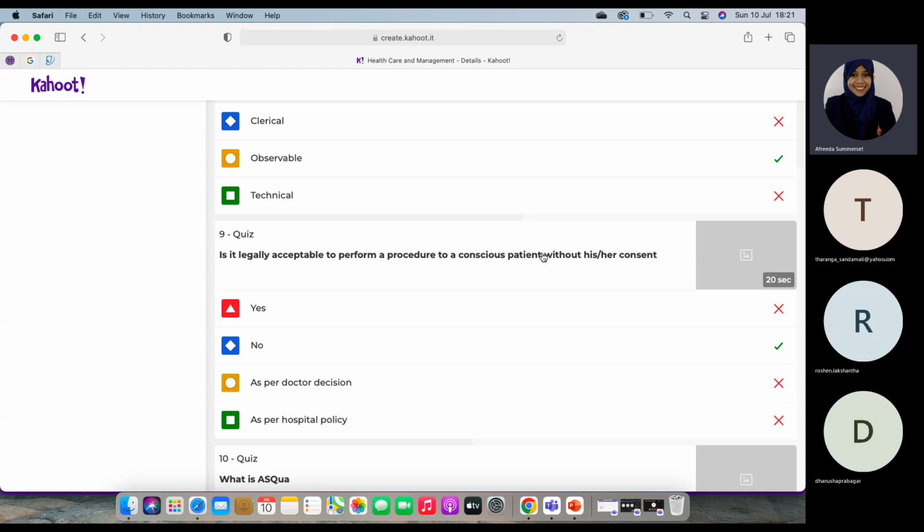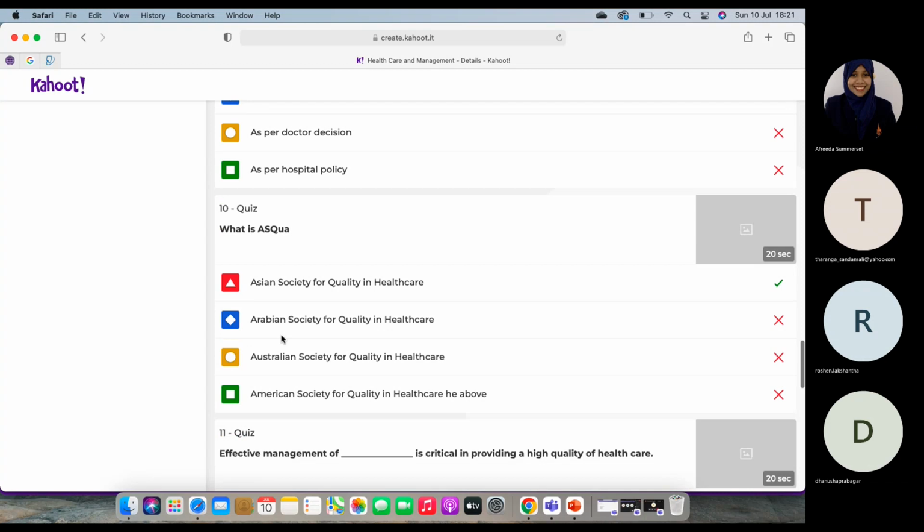He has to give the permission. Whether he knows whether he's going to die or not, that's a different story, but no one can operate on him unless he gives the consent. That's a must. Okay. So is it legal? No, the answer is no.